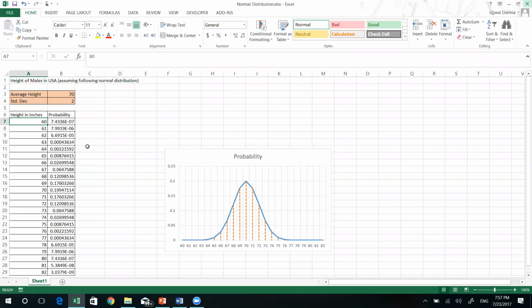so let me just make a few terminologies clear here. What I'm saying is that there is a random variable, height of male population in US. Okay, it's a random variable. This random variable has got multiple values, 60 inches, 61 inches, so on and so forth. Okay. The average value for this variable is 70, and the standard deviation is 2 inches. Okay, is everybody clear till this point?